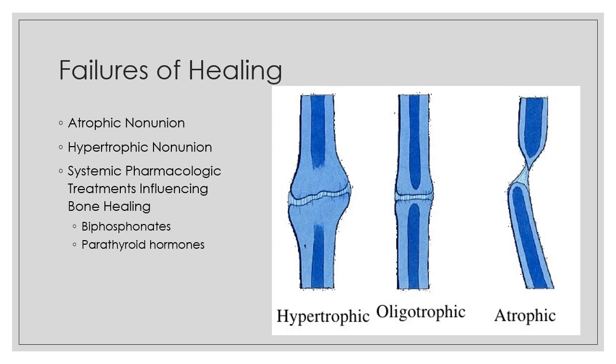It's also important to note that there are systemic pharmacologic treatments that influence bone healing. One particular is your bisphosphonates. That's a class of drugs used to decrease the risk of fracture in patients with low bone mineral density. So basically, we use this in osteoporosis. In some patients, bisphosphonate use could actually lead to some delay in bone healing. That's why we delay giving bisphosphonates to patients who are post-surgery.